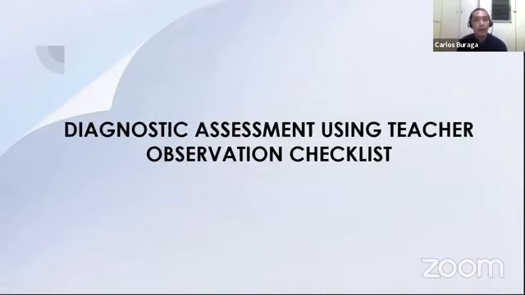All right, diagnostic assessment using teacher observation checklist. When we want to determine the reasons for writing comprehension and language problems and the student's needs, it is very best to look at the process of writing. Okay, how do students plan? How do they organize, write, edit, revise? What are the steps students go through and strategies that they use in writing?